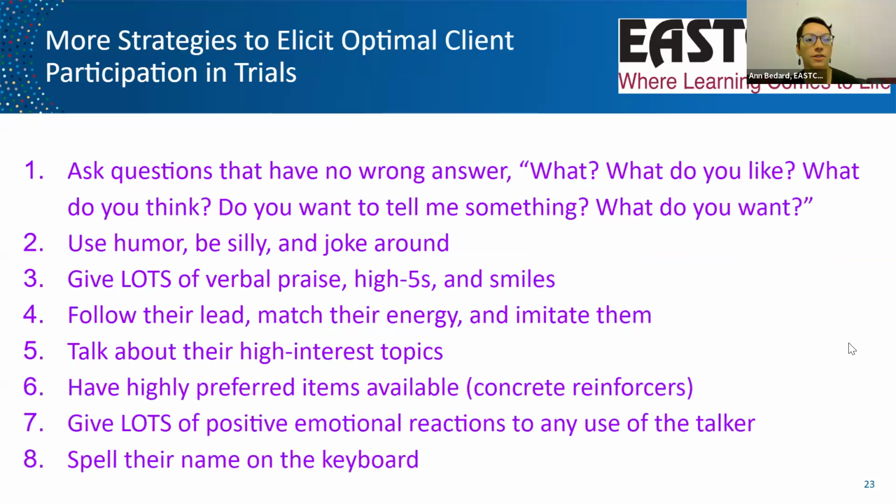And then these are just some more strategies that I wanted to add on to those. I recommend you always ask questions that really have no wrong answer. I tripped up and asked him what he had for breakfast. So when he said sausage, I said, oh, I'll have to check with mom. You really shouldn't do that. You should really just say open-ended things like, what do you think of that? Or do you want to tell me something? Because then no matter what they hit on the talker, you can turn it into a conversation.